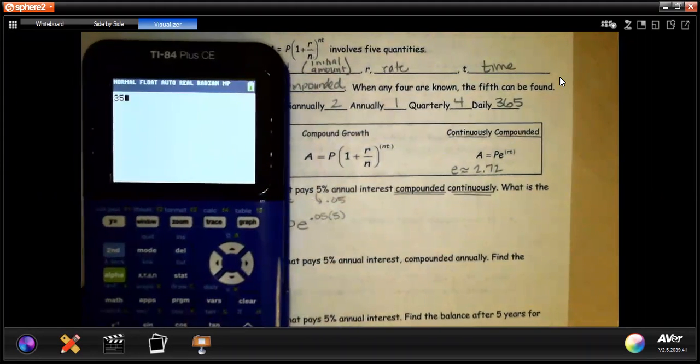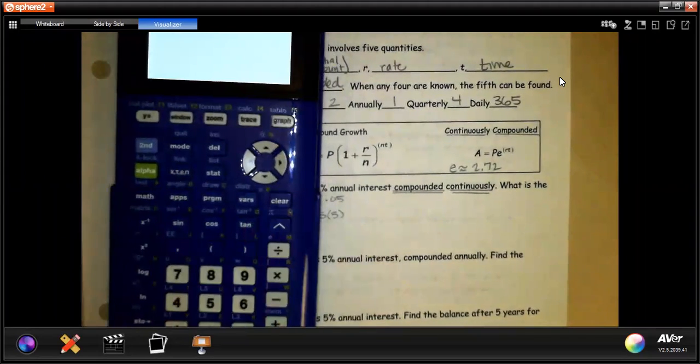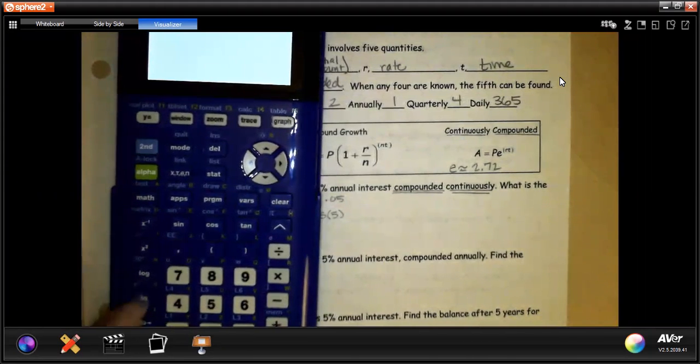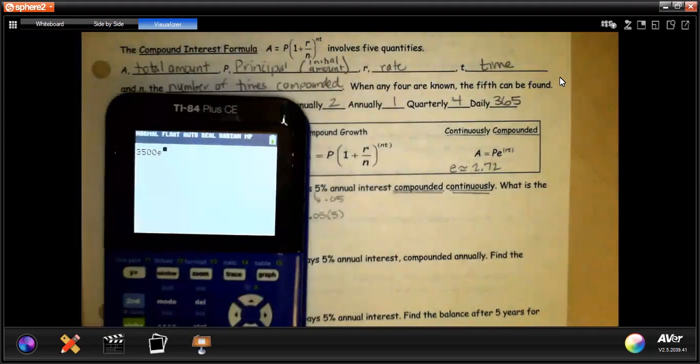So we get 3,500. We're going to do that E, and there's actually a second E, just so you know. To the left of the 4 right here, there's an E that already raises it to the power, because that's the way we use it most of the time, with that exponent. Then they've done that second key right above the natural log button. So we'd hit second and then that button, and that's going to give me E raised to a power. If not, you can do the other E with the caret symbol.